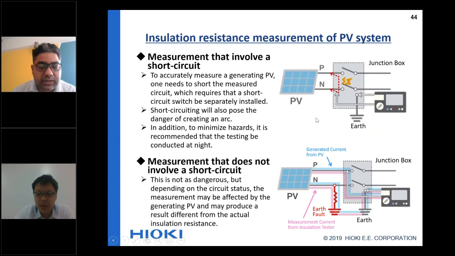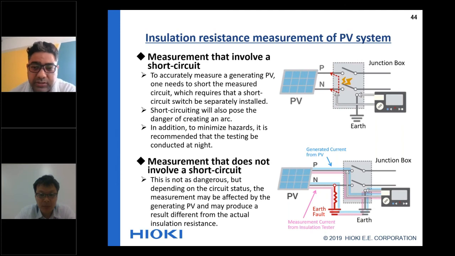Yeah, because it's a V-I-R calculation. If the insulation tester is not getting the exact current value, then the readings will fluctuate. So that's why the 4053 comes with an additional PV feature where it can measure the insulation dedicatedly and correctly, related to the solar power plant.